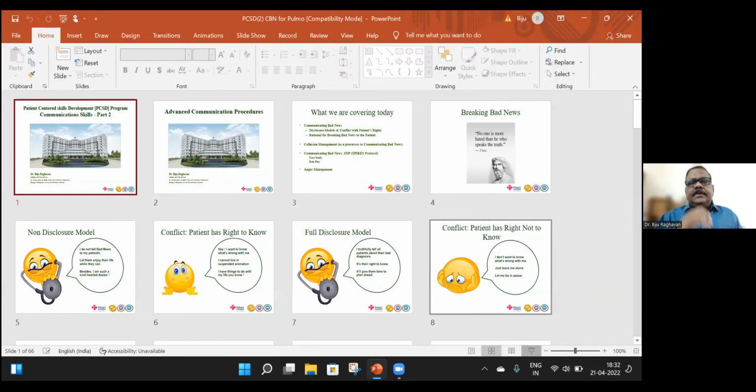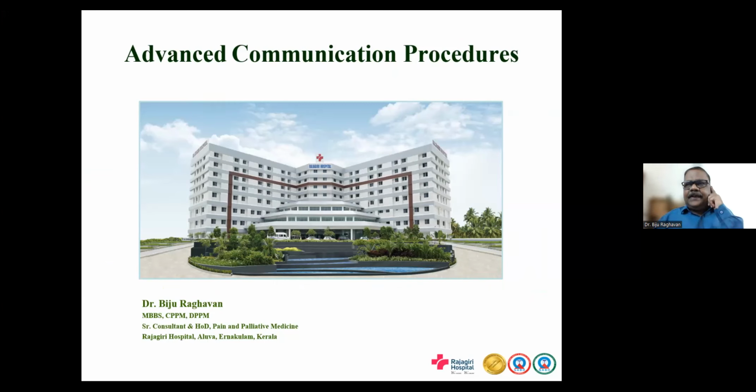Okay. So today we'll be talking about some advanced communication procedures. I purposefully call it procedures because as medical professionals, we have to understand that when we are communicating with our patients, there is an indication for that. There is usually a structure to it. There's a SOP, and there is an expected outcome. So just like any of our medical interventions, it is a procedure.